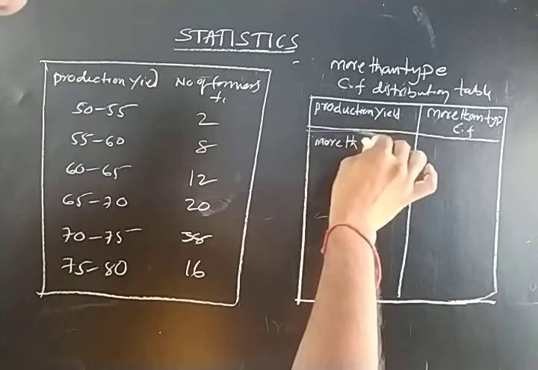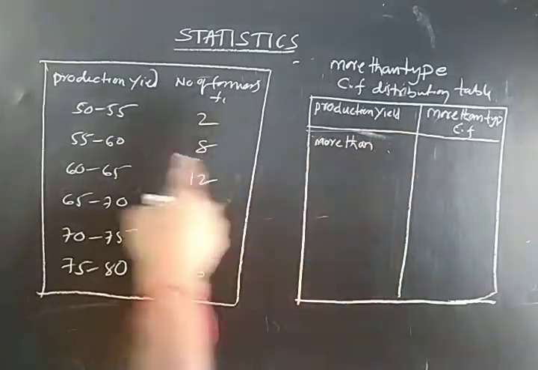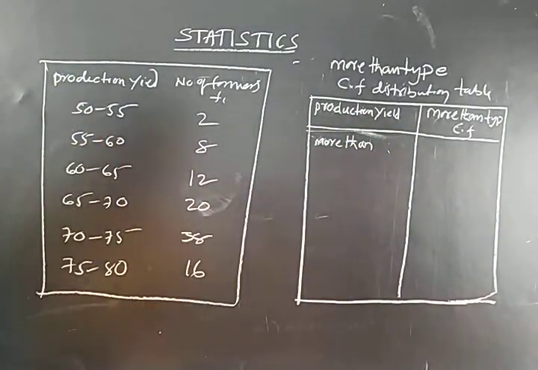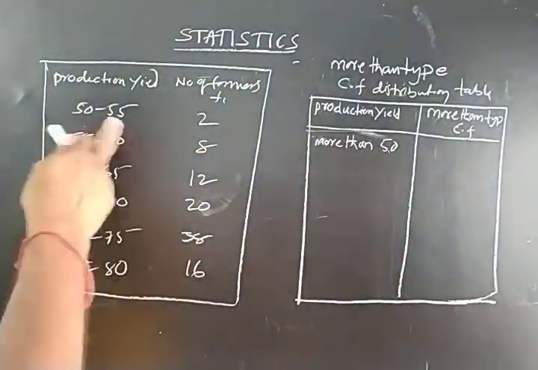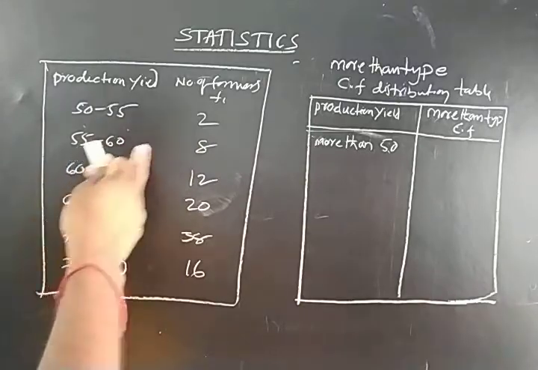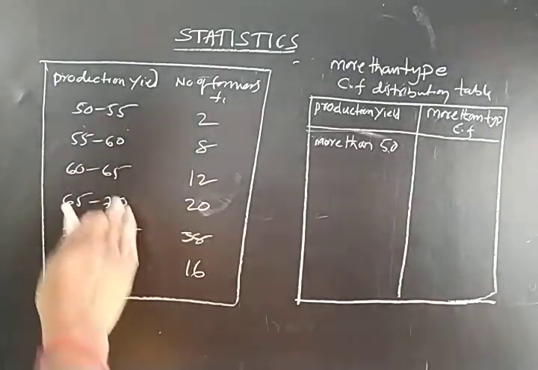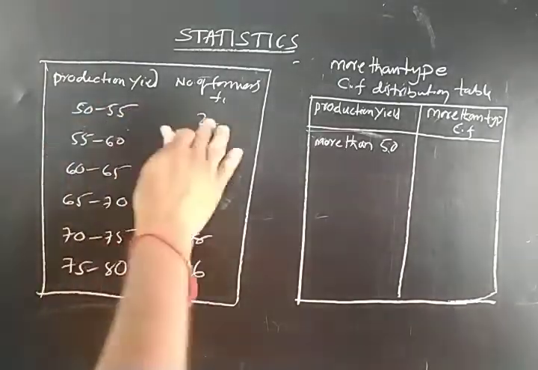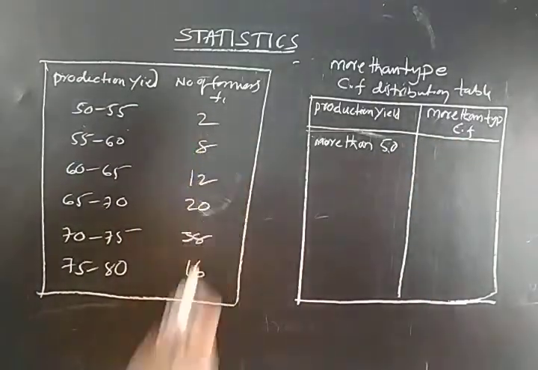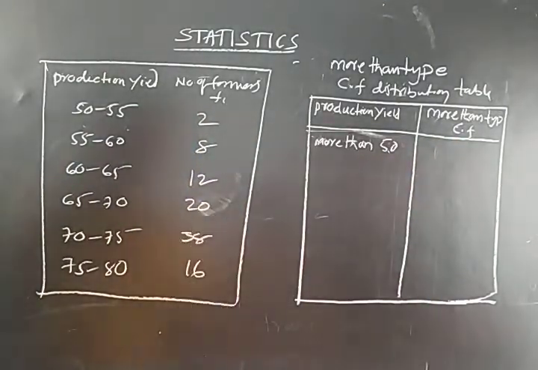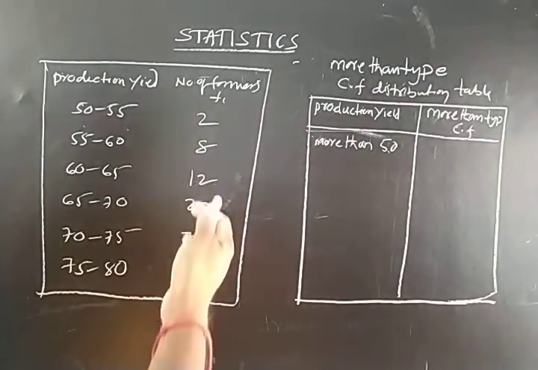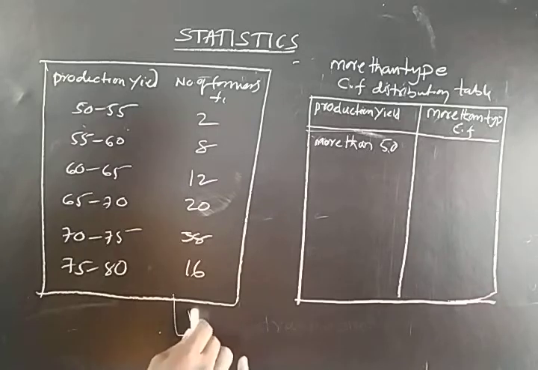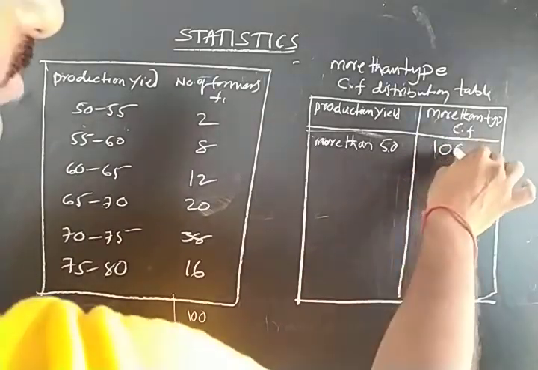Here we are converting to more than, and for more than type we need lower limits. So more than 50 means all are more than 50. This is 50 to 55 only, and 55 to 60 is also more than 50. So by adding all these you will get the cumulative frequency. 2 plus 8 is 10, 30, and so the total is 100. So the cumulative frequency is 100.